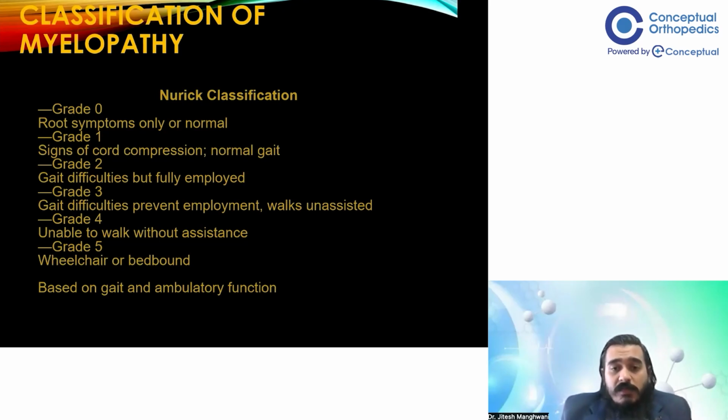So basically the significance is, as you're understanding, we determine whether the patient is employed or not, whether the patient is walking with support or not, whether the patient has a normal gait or not, and whether the patient has root symptoms only or actual compression symptoms of the entire spinal cord. This is how we determine the Nurick grade, and it is important because this is asked in your viva also. If you get a case of cervical myelopathy, Nurick grading is something that is important to give in the diagnosis.